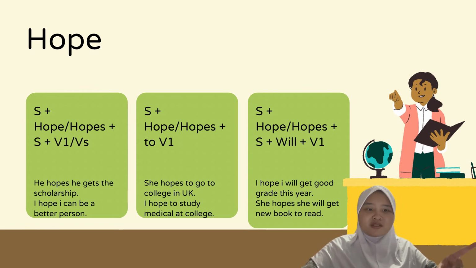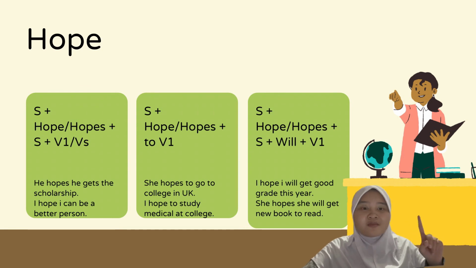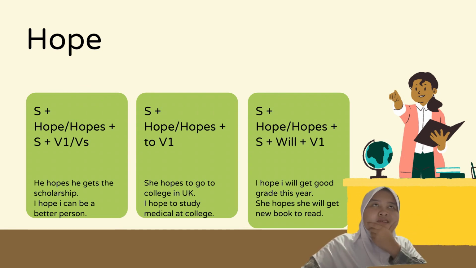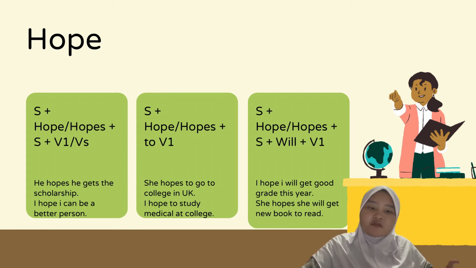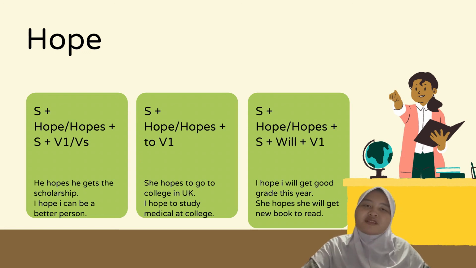And again, you must be wondering why it's not verb S, but verb 1. Will is kind of the same as can: if we use will with every subject, the verb is always verb 1, not verb S. And we use hope in the sentence because it's possible for her to get a new book, because her parents have already promised her.